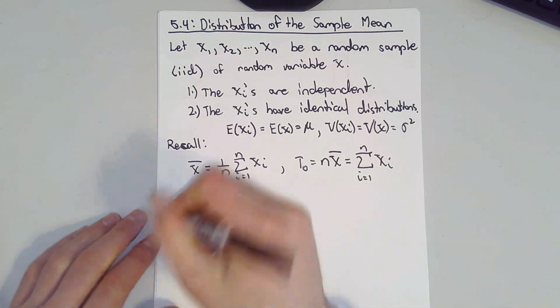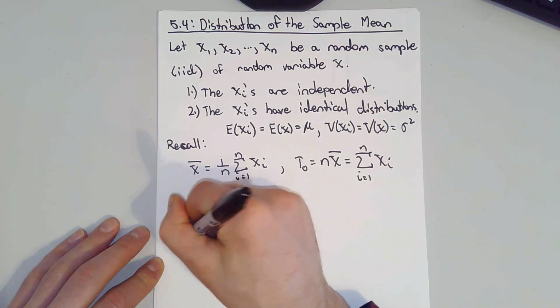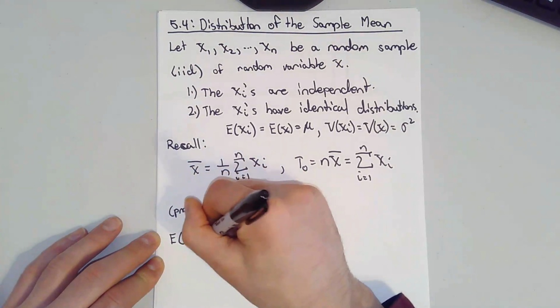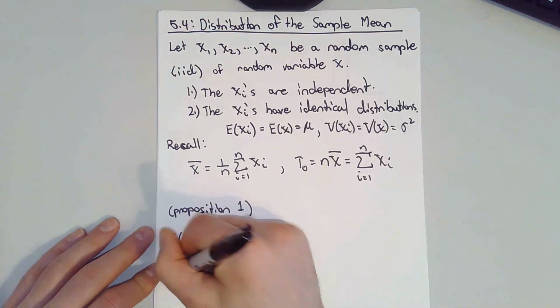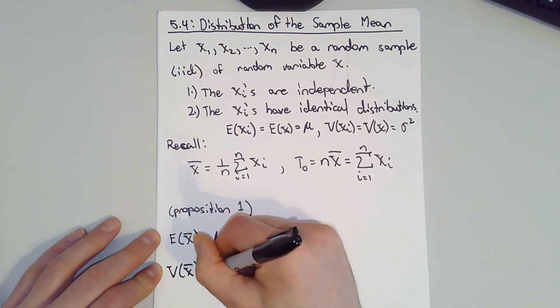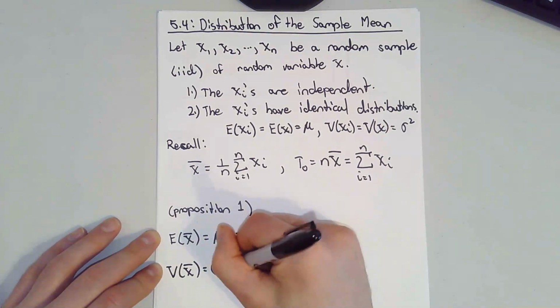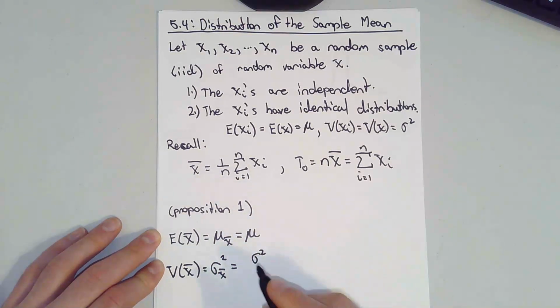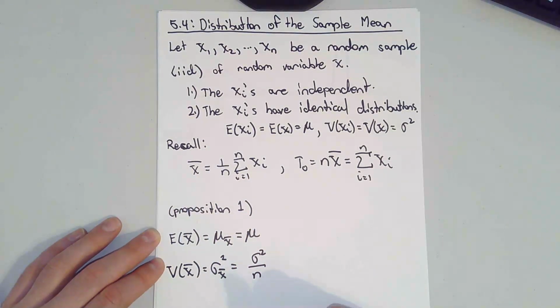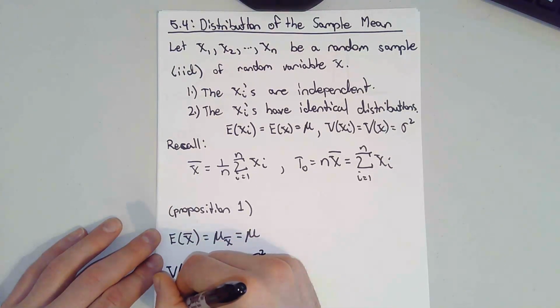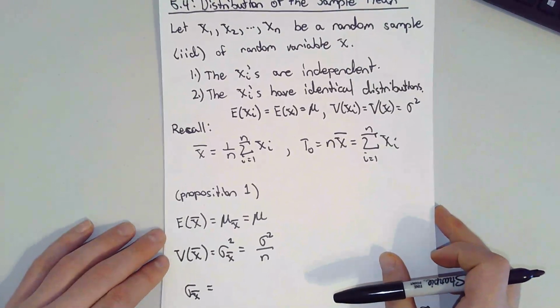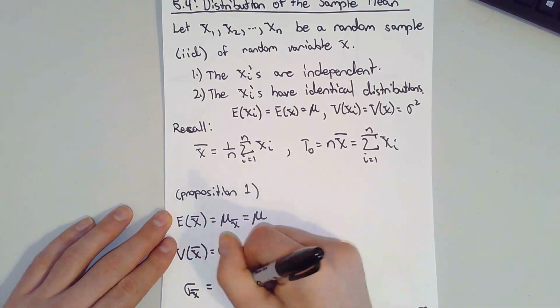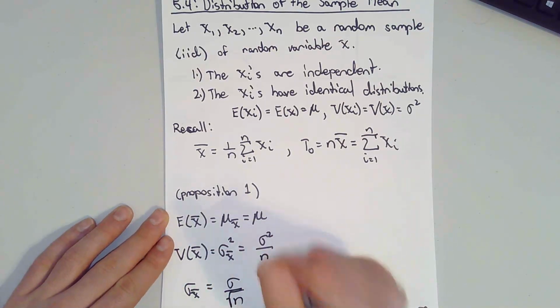So our first proposition is the following. The expectation of X bar, also denoted by mu sub X bar, recall, is the same as mu. But the variance of X bar, sigma sub X bar squared, is actually equal to sigma squared divided by n. And so therefore, one can quickly conclude that sigma sub X bar is equal to sigma divided by the square root of n.